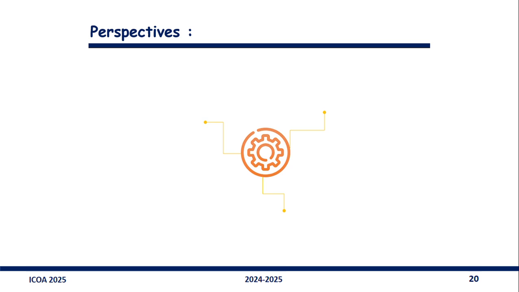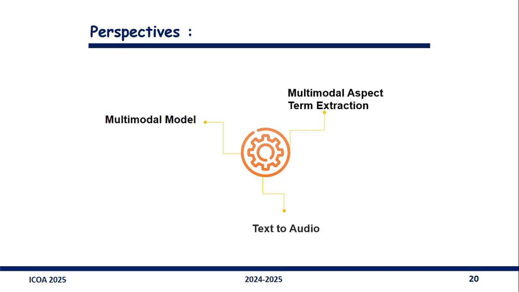For perspectives, there are 3 perspectives for our project. First, apply multimodal models like Flamingo or FLAVA. Second is multimodal aspect term extraction. For example, we should train our model to extract the aspect. And the third is text to audio. For example, in our dataset there are two modalities, text and image. We can also apply the audio modality by translating this text into audio.